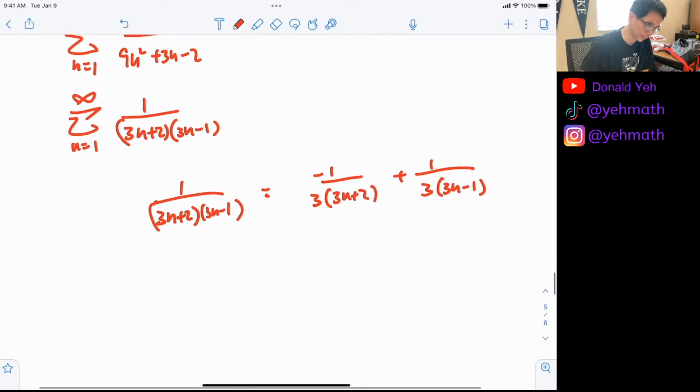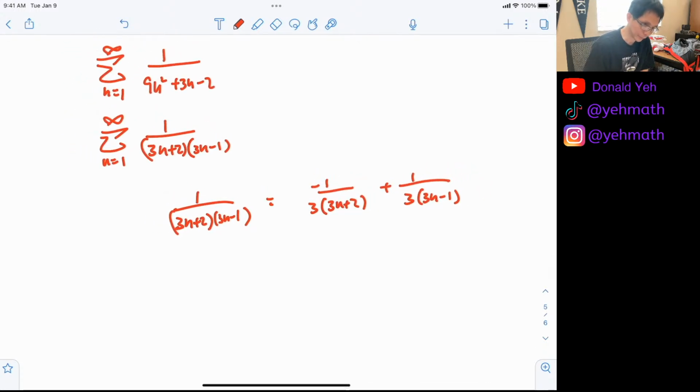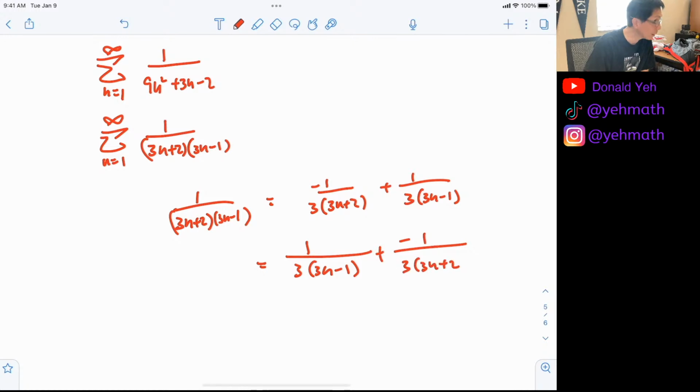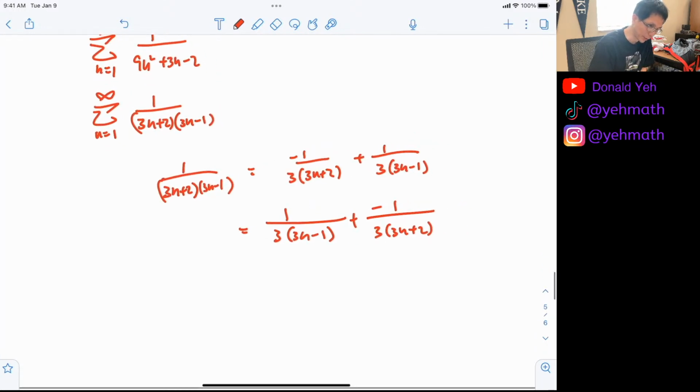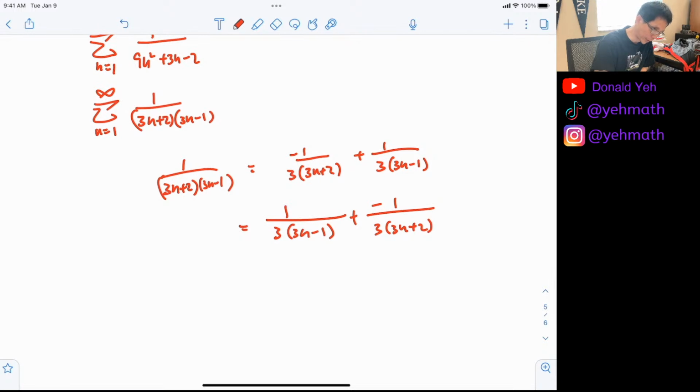Yeah, that's the thing. I flipped it to the telescoping series because that's just neater. Okay, so 1 over 3n minus 1, plus negative 1 over 3 times (3n plus 2). Okay, so what do you do after that? Plug in. Plug in what? 1. Okay, so if I plug in 1, I'm going to get 1 over 3 times what? 2. Yeah. Okay, minus 1 over 3 times 5.